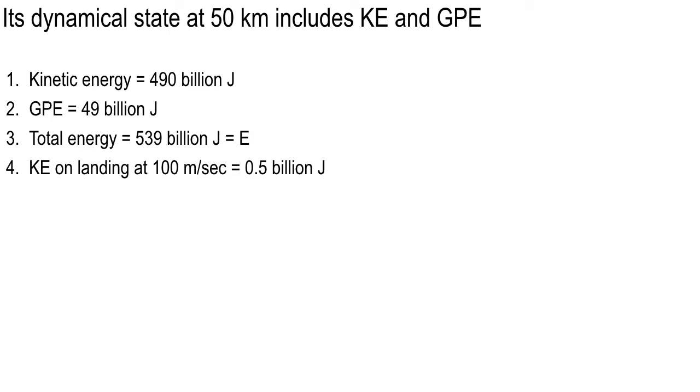That's just the sum of 490 plus 49, approximately. We're kind of rounding off a little bit to the nearest billion. Now, I calculated the kinetic energy at the landing strip at 100 meters per second. It's the same way. That's 0.5 billion joules, half a billion joules. All right. And make a note there. You can verify that tonight when you're studying, getting ready for your homework.